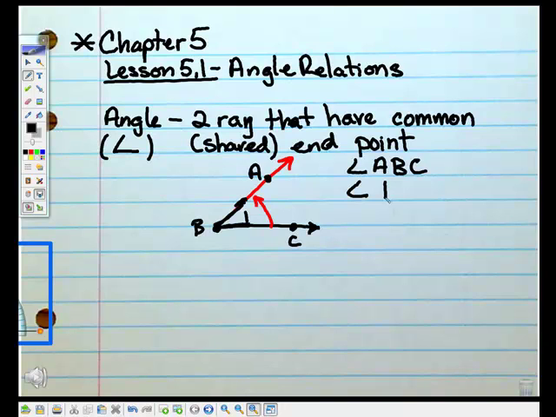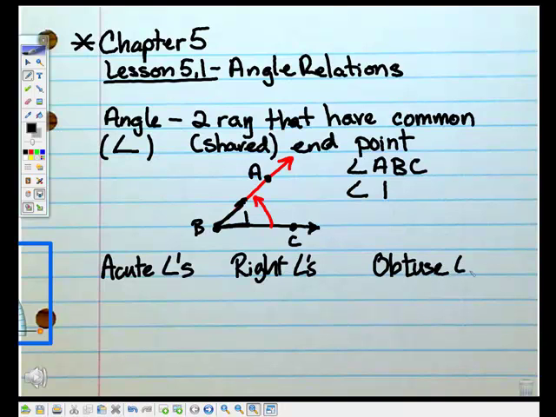Now we're going to talk about 3 different types of angles. Should sound familiar to you. I don't think this will be the first time you've heard of them. We're going to talk about acute angles. We're going to talk about right angles. And we're going to talk about obtuse angles. And these are going to depend on how far the angles open up.